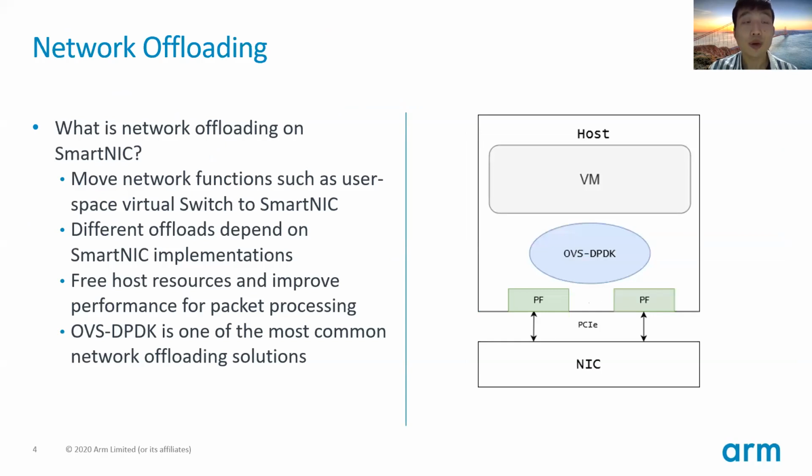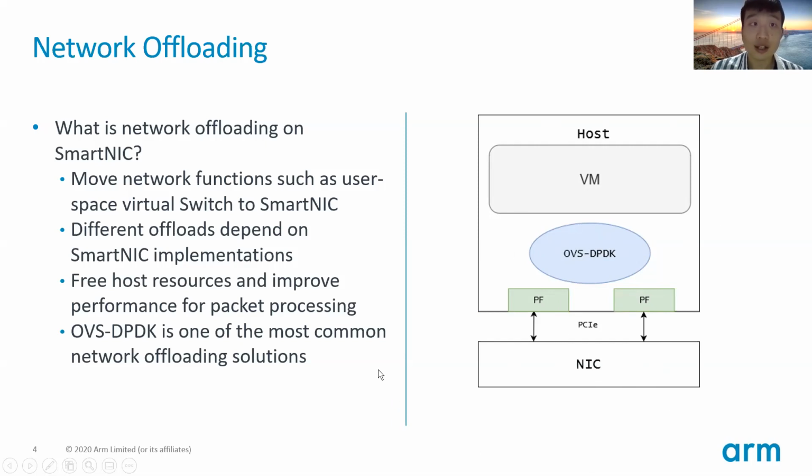Then, secondly, we are talking about network offloading. So what is network offloading on SmartNIC? As you can see in the right picture, in a traditional implementation, the traditional NIC, which is called a dumb NIC, will only receive the packets and send out the packets. It will not parse or process the packets. All the software for processing the network traffic is running on the host.